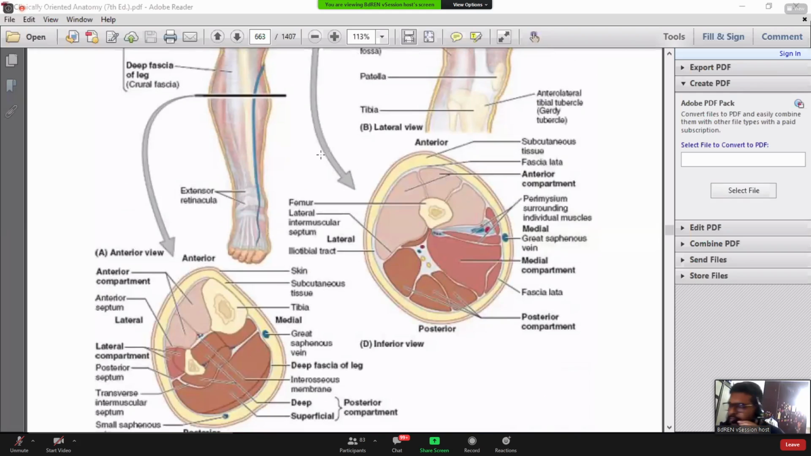Now, we have just given you the idea of how the deep fascia encloses the whole of the lower limb, and in particular sites it has modifications. Now come to the lymphatic drainage. I'm just giving you the ideas of the lymphatic drainage.